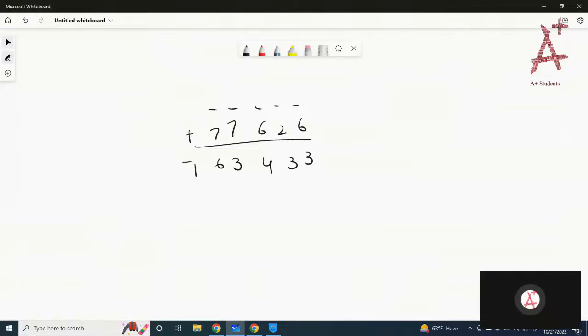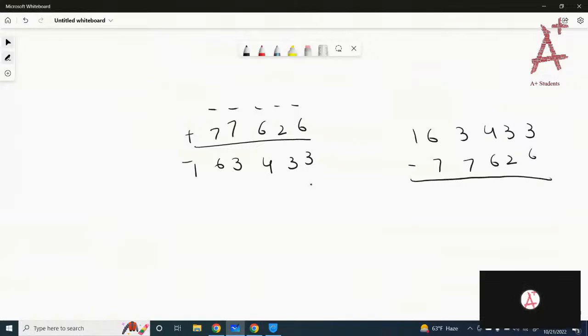Now this is the case where you are given a sum and just one number. Got it? So how can you find the missing number? You need to subtract the one that is given out of the sum. Just subtract the one out of the sum. This way you will get the missing number.